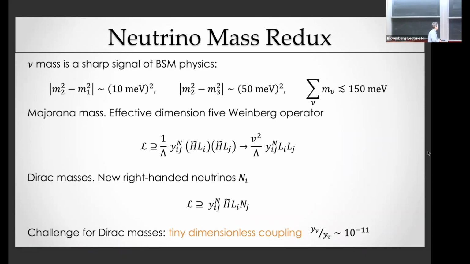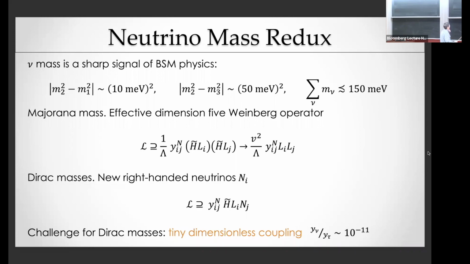Neutrino masses are one of the sharpest signals that we have of beyond the standard model physics. Just to jog your memory about some of the numbers, we know, roughly speaking, the mass splittings of the neutrino species, and we also know a bound on the total sum, so they can't be too far separated. There are paradigmatically two kinds of neutrino masses that one could talk about. One is the Majorana mass. Here we don't introduce any new particles.